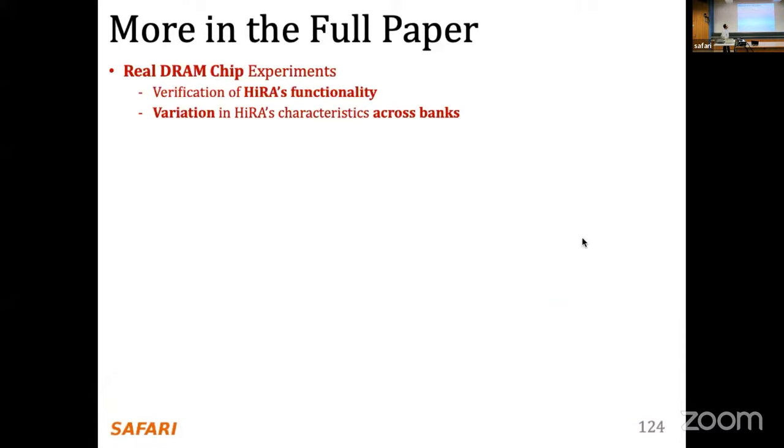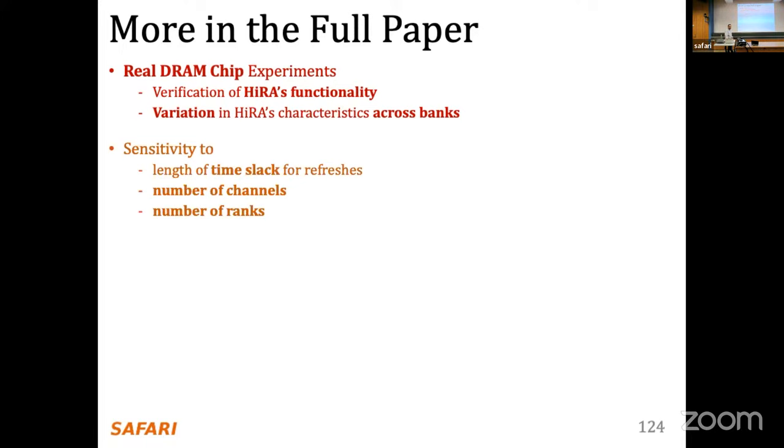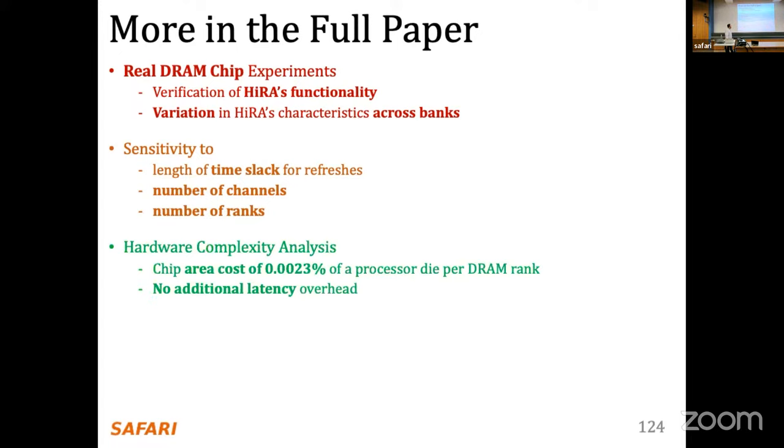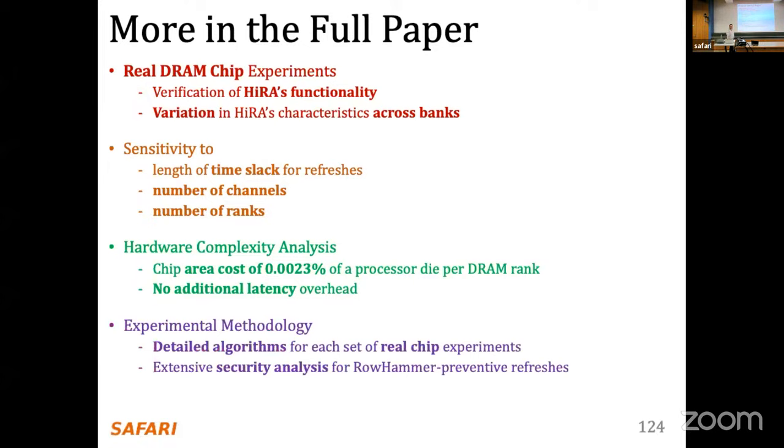Okay, so we have more analyses in the paper. We provide a full-fledged characterization of real DRAM chips. We verify HERA's functionality, and we also show the variation of HERA's characteristics across banks. We provide some sensitivity analysis to the length of the time select for refresh and number of channels and number of ranks. And we analyze the hardware complexity we need for the HERA memory controller. And we show that it's quite cheap, actually. It's just this much percentage of the chip area you need. And it does not incur any additional latency on the memory request because everything is parallelized.